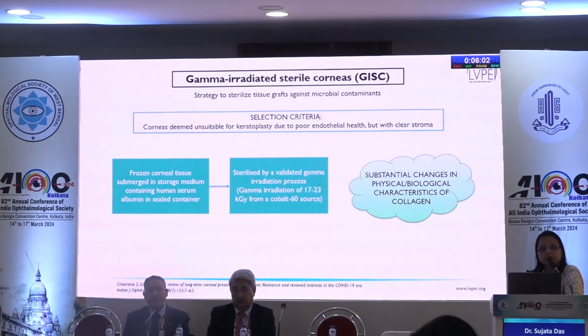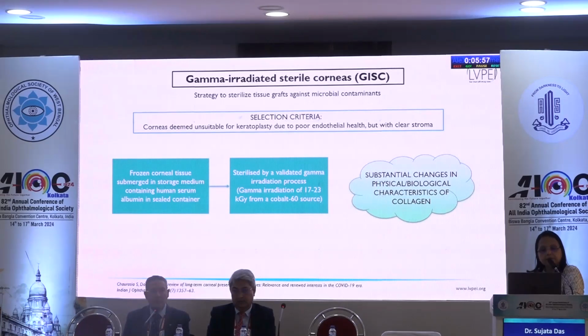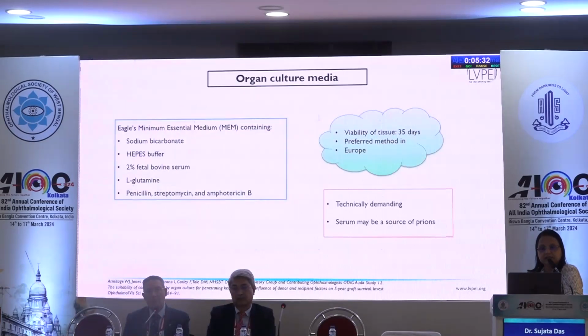In this, frozen corneal tissue is submerged in storage medium containing human serum albumin, and it is sterilized and validated by the gamma irradiation process. There is a substantial change in physical and biological characteristics of collagen. Advantages: it can be stored up to 2 years, and again this can be used for patch graft or glaucoma surgical procedures. Disadvantages: it requires patented technology for processing tissue, lack of viable cells, and corneal opacity after transplantation.